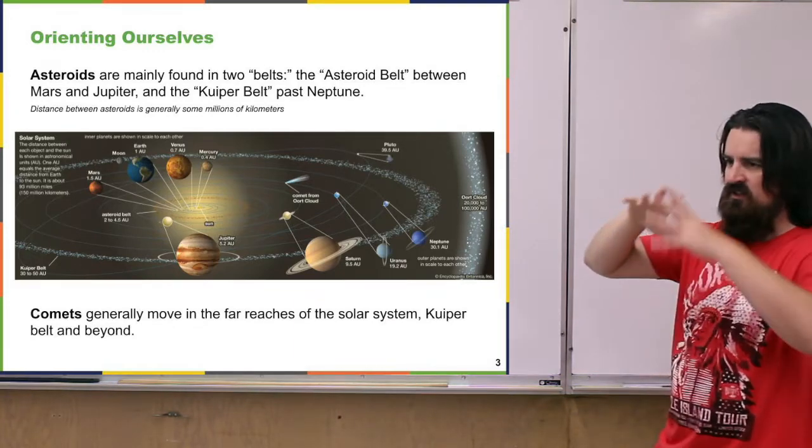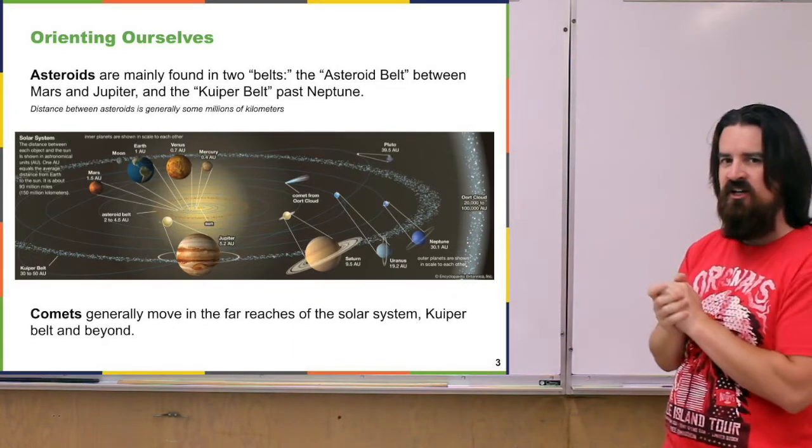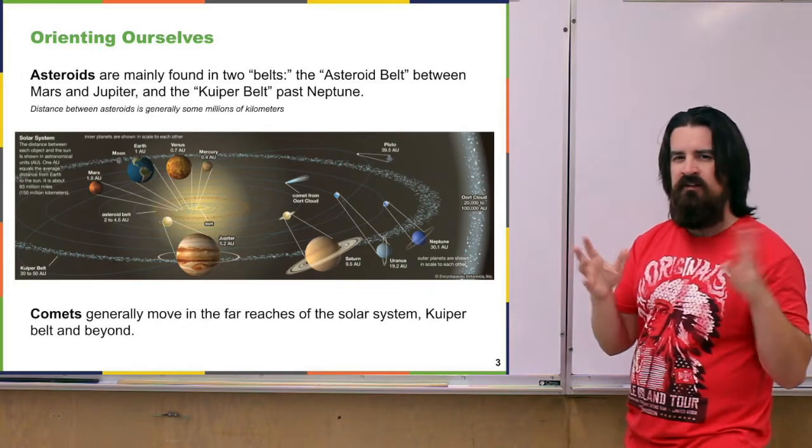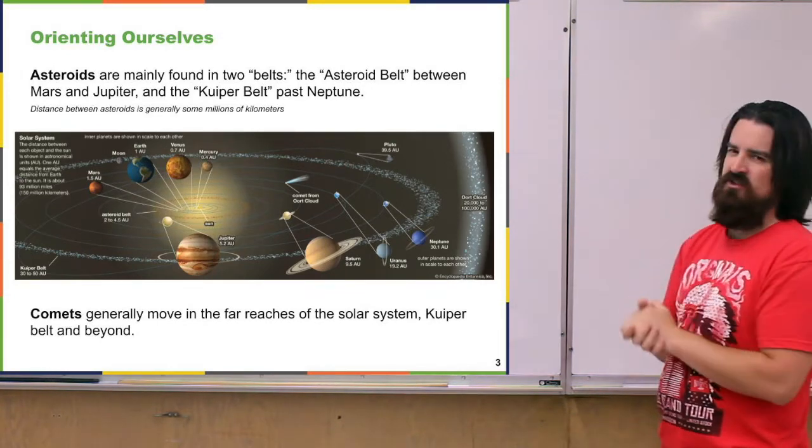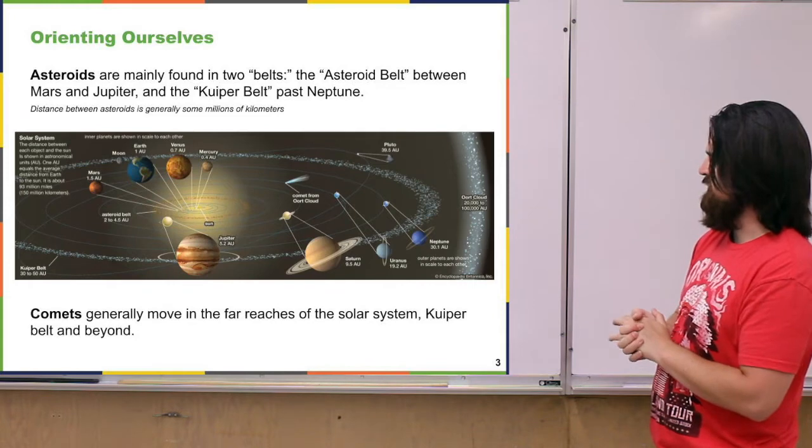It's just like a spherical shell of dust and ice maybe around the outside of the solar system. I'm really not quite sure. It's still technically a theoretical thing.